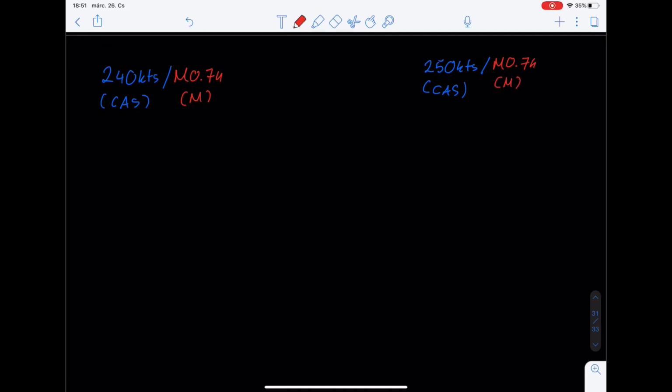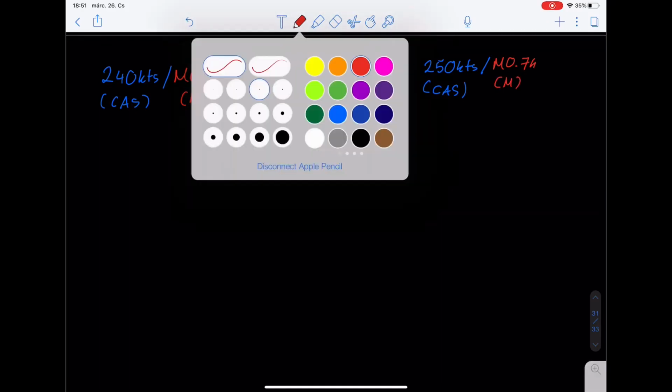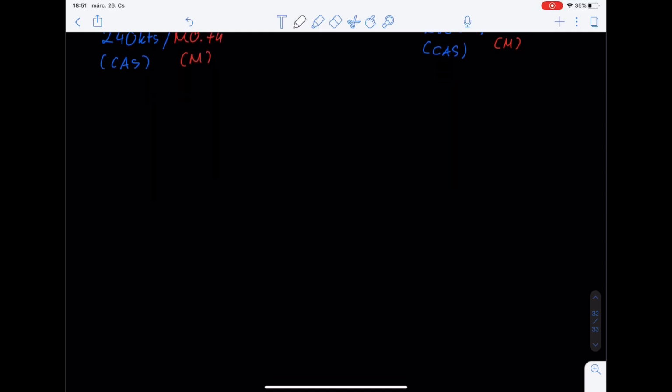Okay, so let's plot the first climb schedule. With the increase of pressure altitude, I'll try to draw the same size coordinate systems.